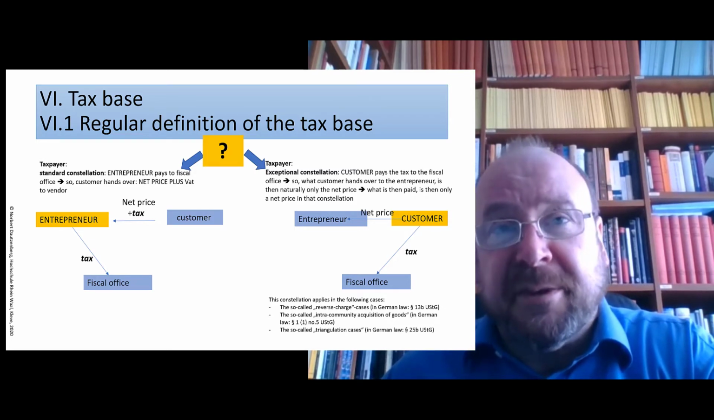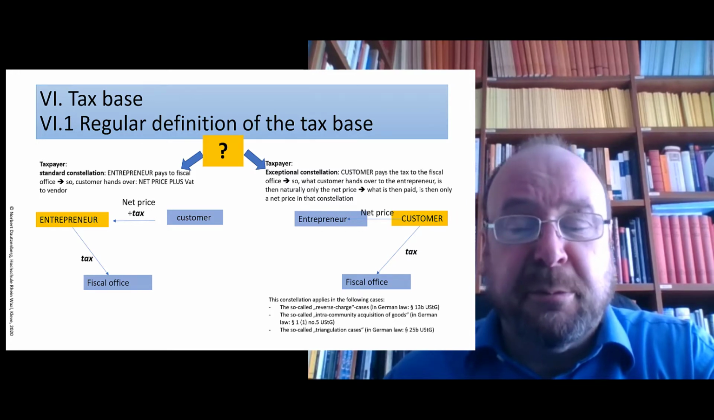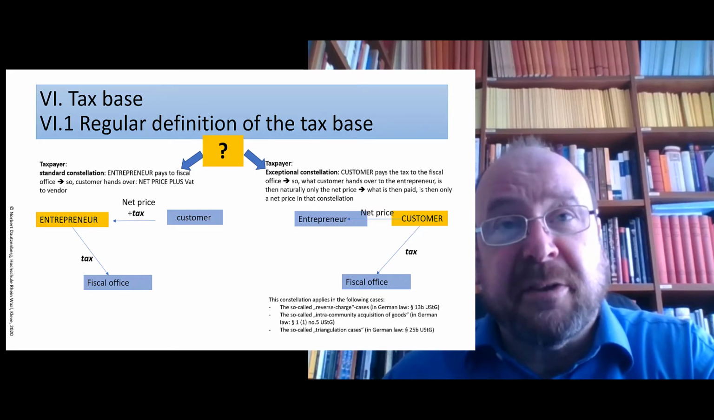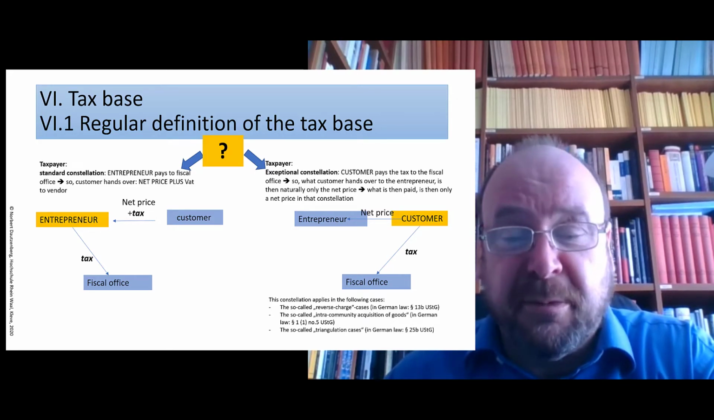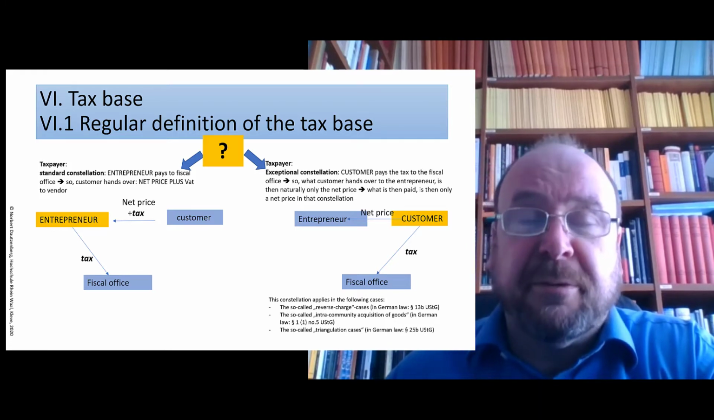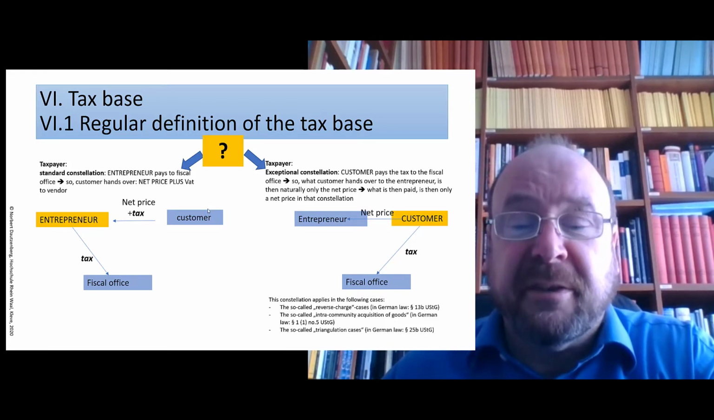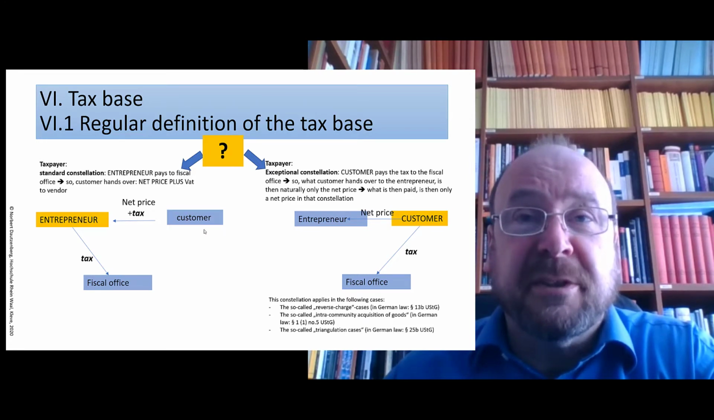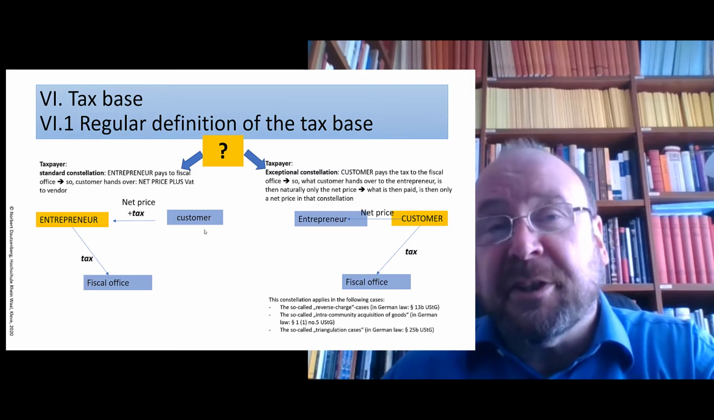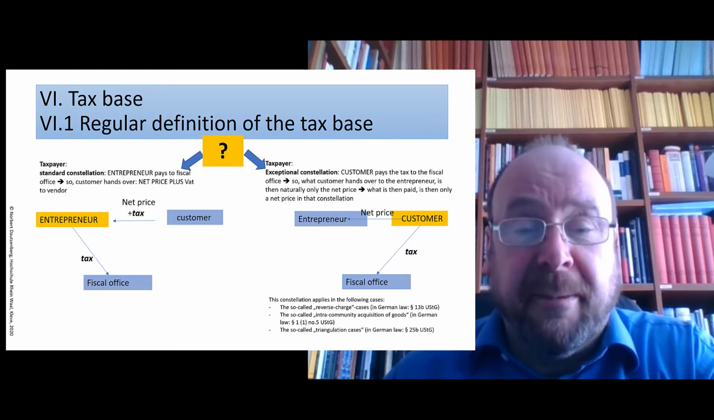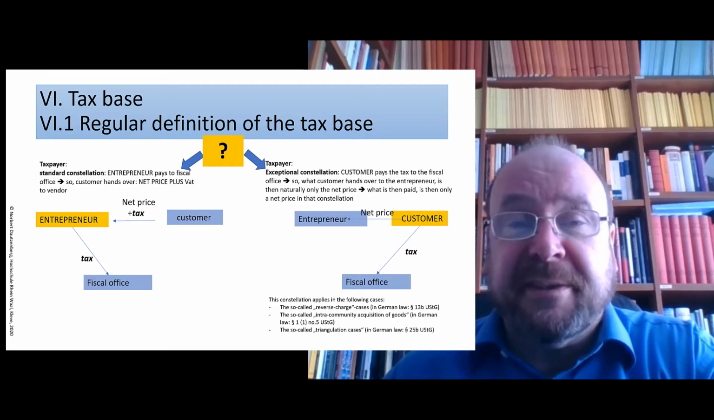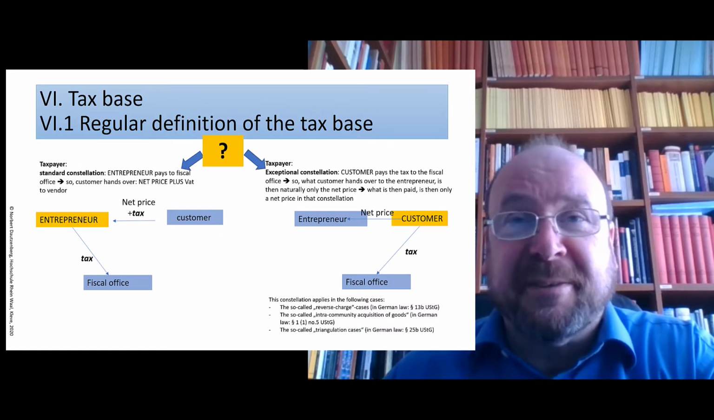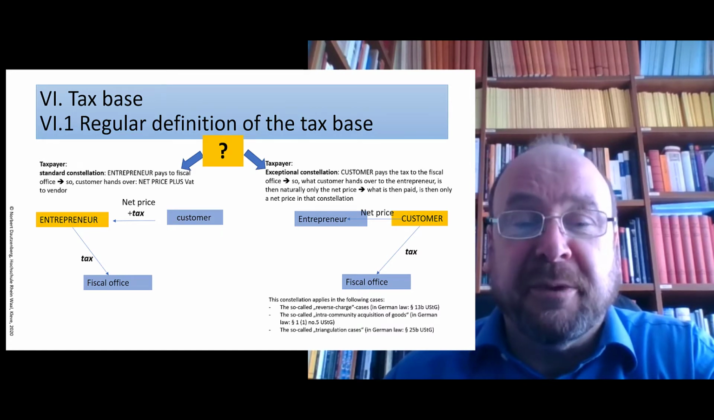Then the same constellation can be found in the so-called inter-community acquisition of goods cases in German law, that special taxable event which is described in paragraph 1 section 1 number 5 UStG, and furthermore in the so-called triangulation cases, which you find in German law in paragraph 25b UStG, and that is a constellation which, by the way, is relatively rare. So you need not know these things as a beginner. Only later in the course will you have to deal with that.